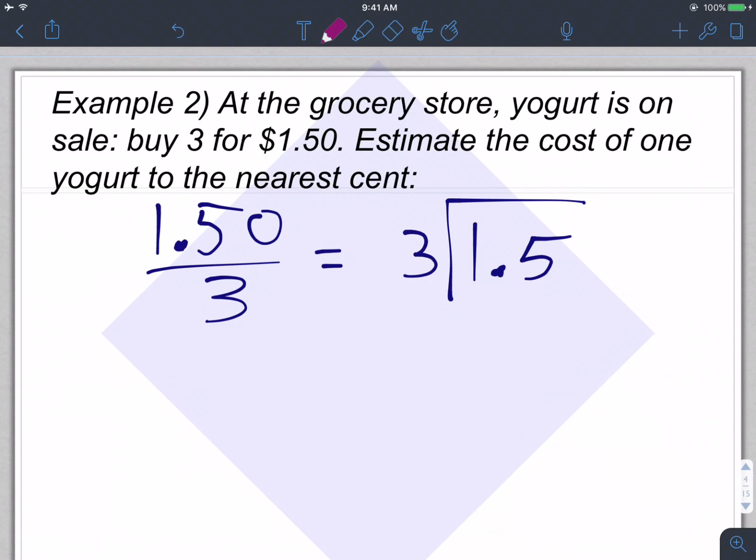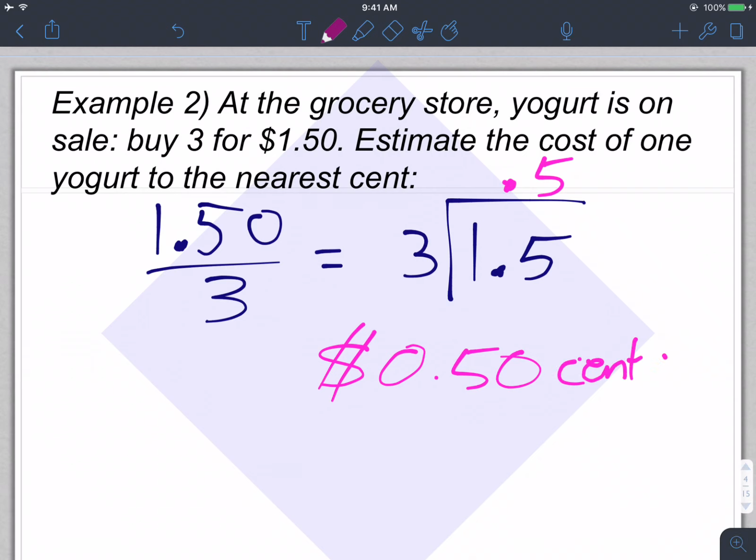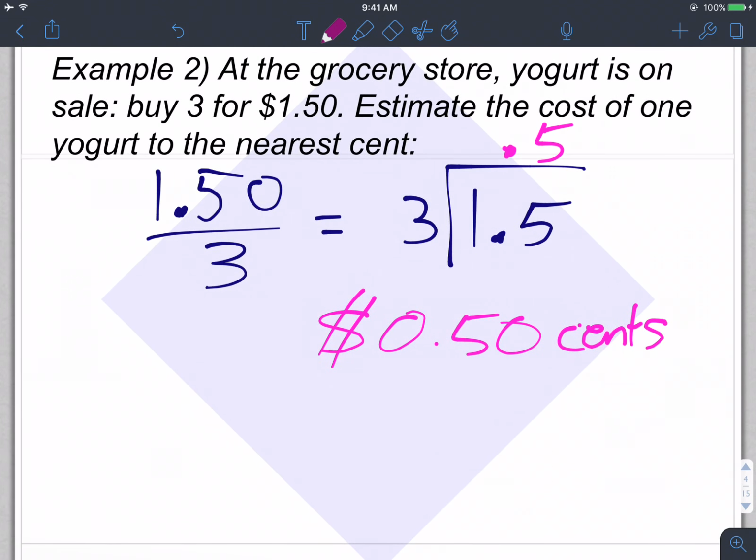So how many times would 3 go into 15? So it's just 0.5, right? Okay, let's say it in cents, though. It would be 50 cents. So I add that 0 on. Okay, so we didn't necessarily need to estimate there.